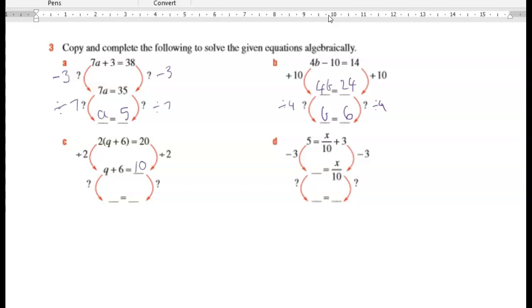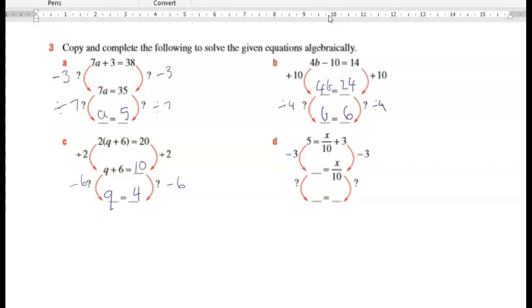Okay, so think of this bracket as kind of like it's protected. It's protected by the guard, this 2, so we have to get rid of this 2 first before we can get to the q plus 6. Okay, then we've got this q plus 6. So we're getting rid of this constant. So the plus 6, we subtract 6 from both sides. So we're left with q equals 10 minus 6 gives you 4.